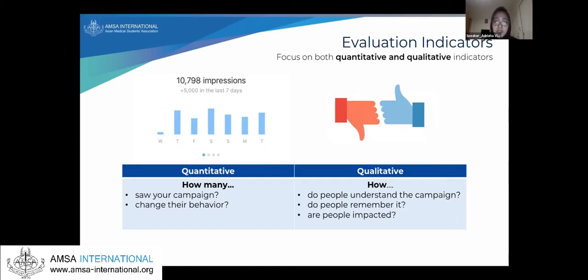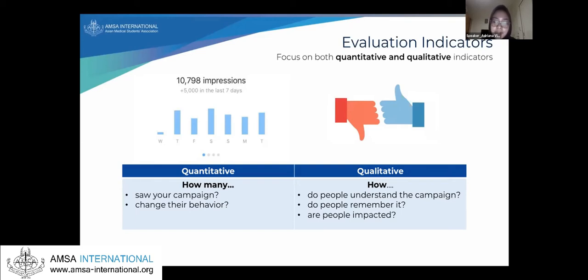So you can know from qualitative evaluation how people are being impacted. For example, if you are trying to increase PPE usage in your community, maybe you can ask the people how often they use their PPE, and how it helps, how the advocacy materials help them understand better about it, and how it helped them share it to their neighbors and family so that more people use PPE, something like that.